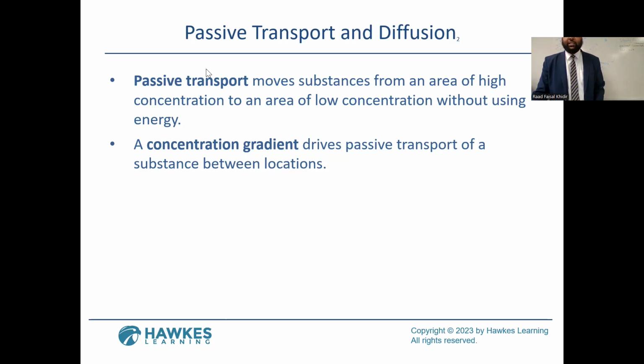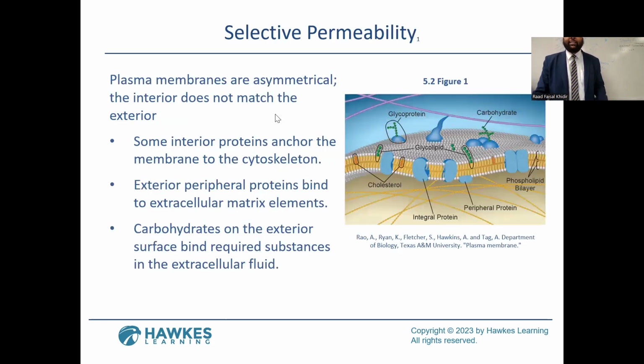Selective permeability. So the plasma membranes are asymmetrical. The interior does not match the exterior. So some interior proteins anchor the membrane to the cytoskeleton, and the exterior peripheral proteins bind to extracellular matrix elements. So carbohydrates on the exterior surface recognize substances. You got to know that.